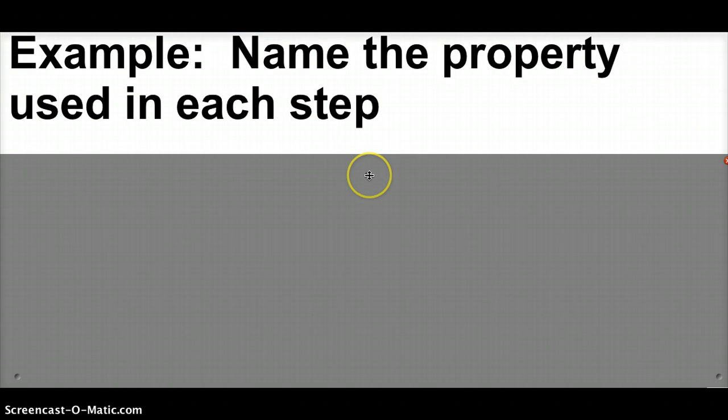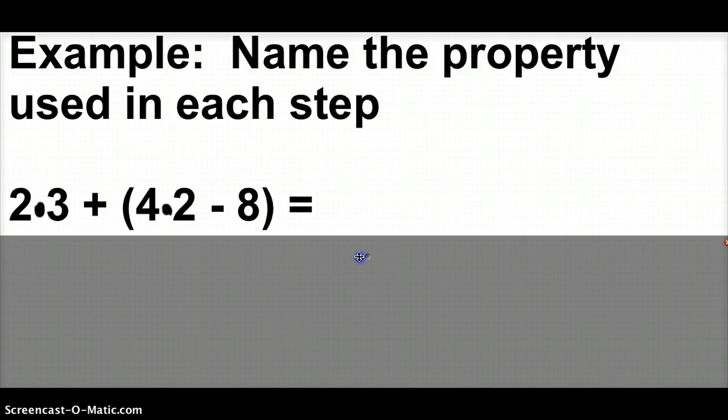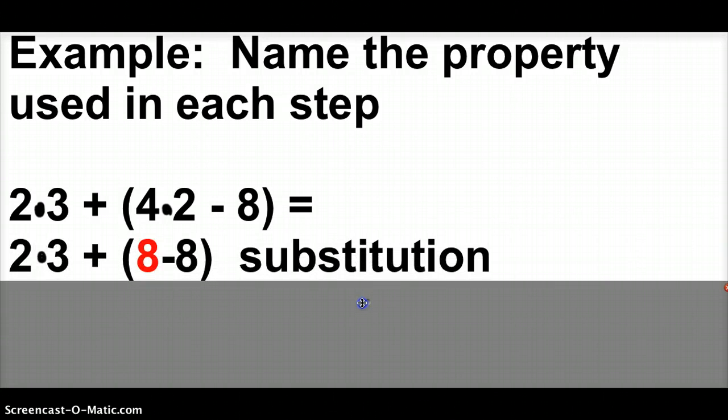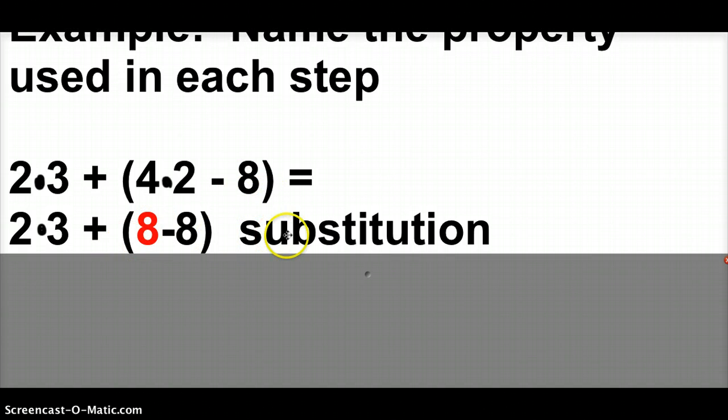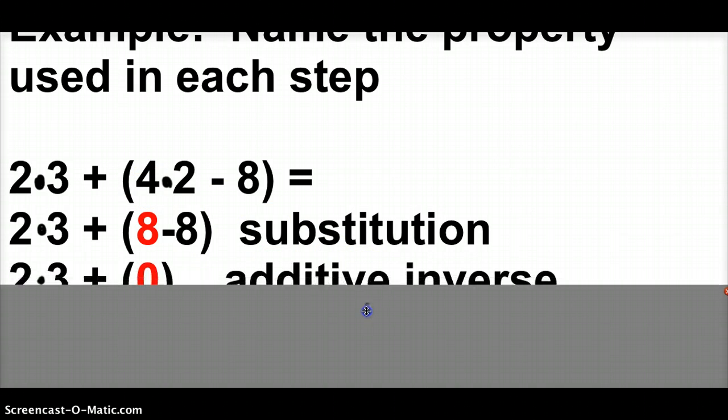Finally, we'll just go through one example of how you'll see these problems in the book for practice and similar to what you might see on a test as well. We have the problem 2 times 3 plus 4 times 2 minus 8, and that's in parentheses, equals something. So let's do it one step at a time. 2 times 3, we leave that exactly as it was. Any red here means I've changed something. So instead of 4 times 2, I'm writing 8, and I'm still subtracting 8. So this 8 came about as a substitution. I said that 8 is the same as 4 times 2, so that's a substitution property.